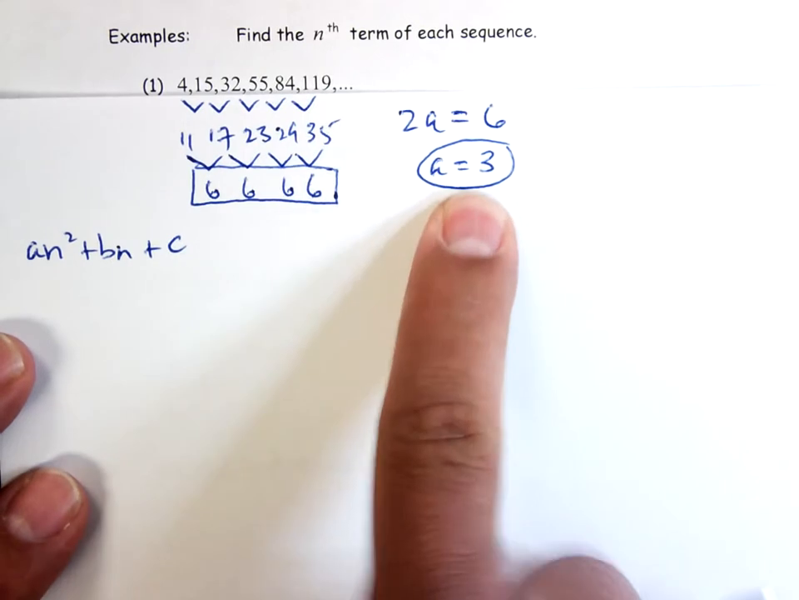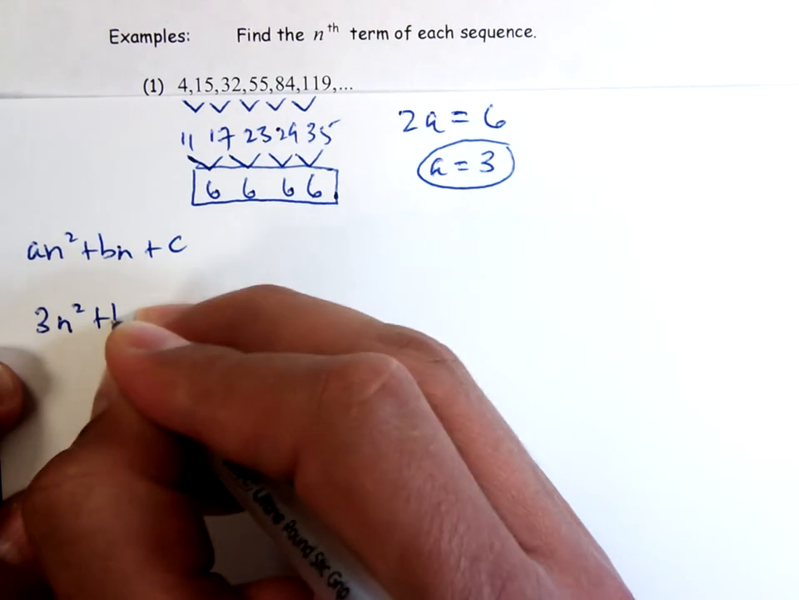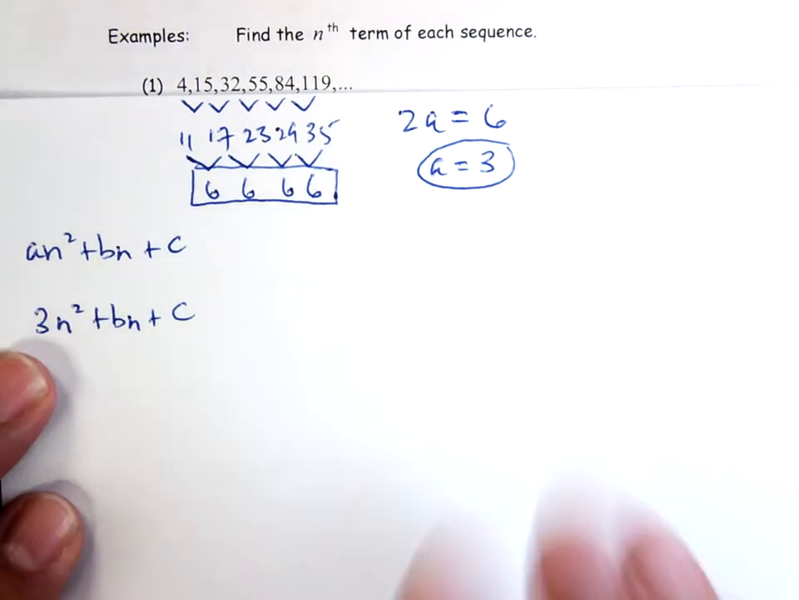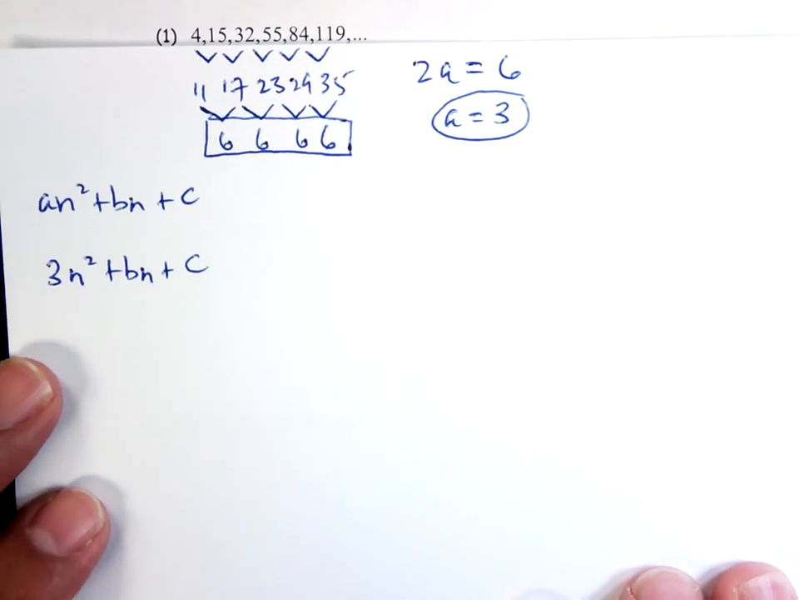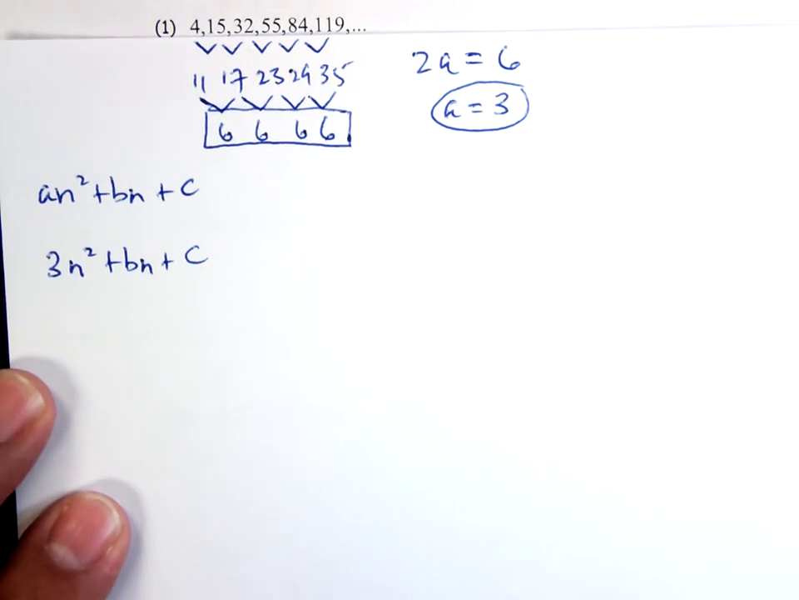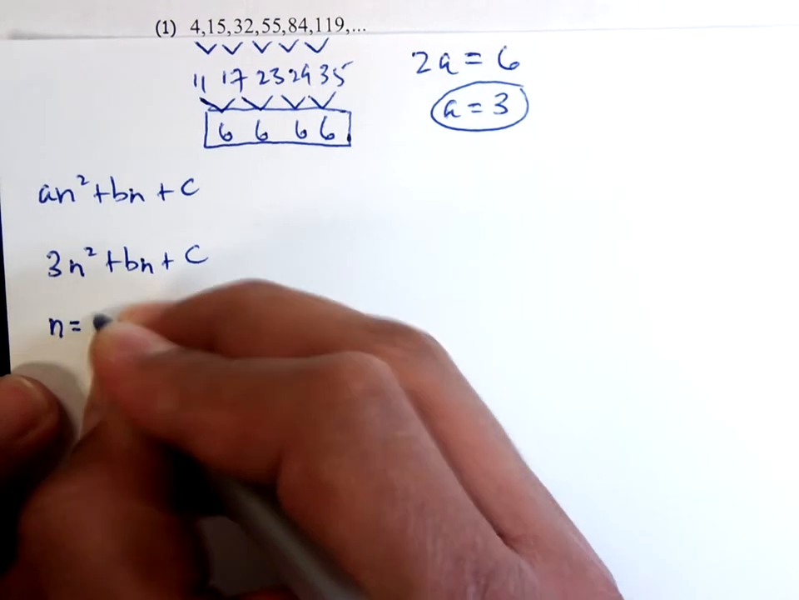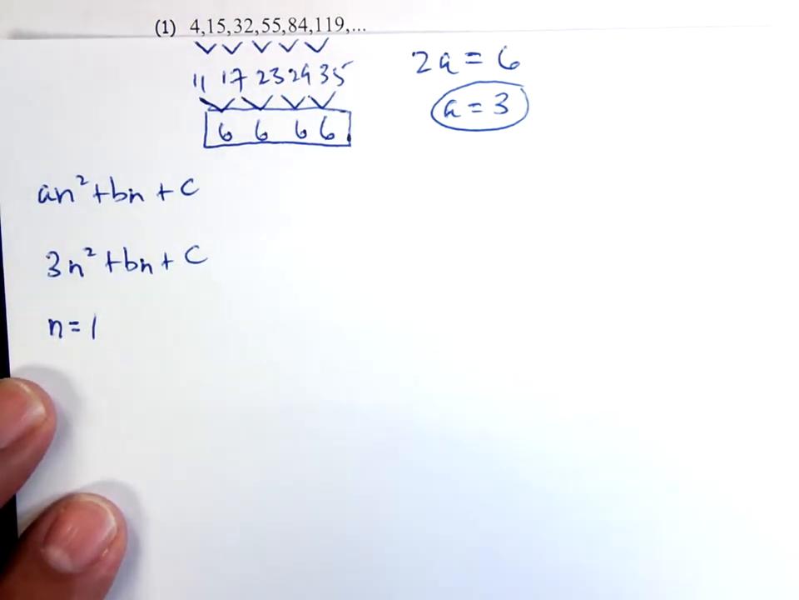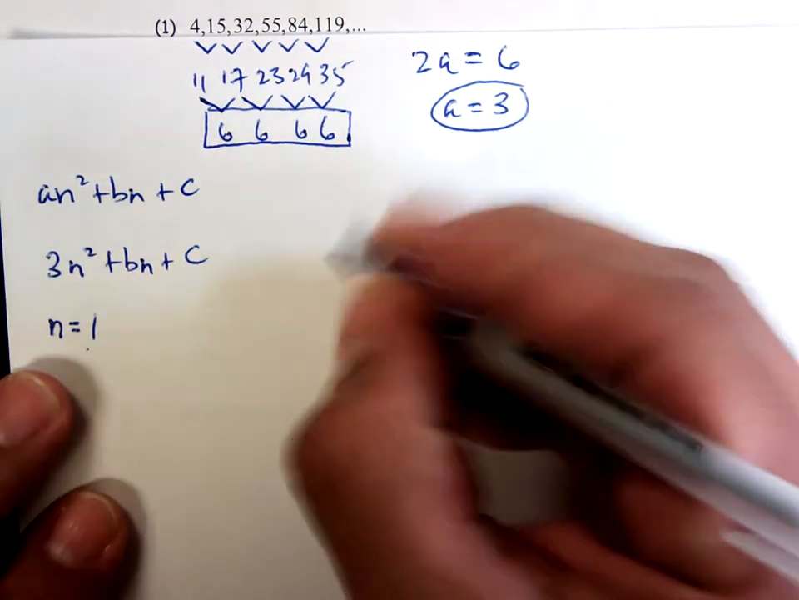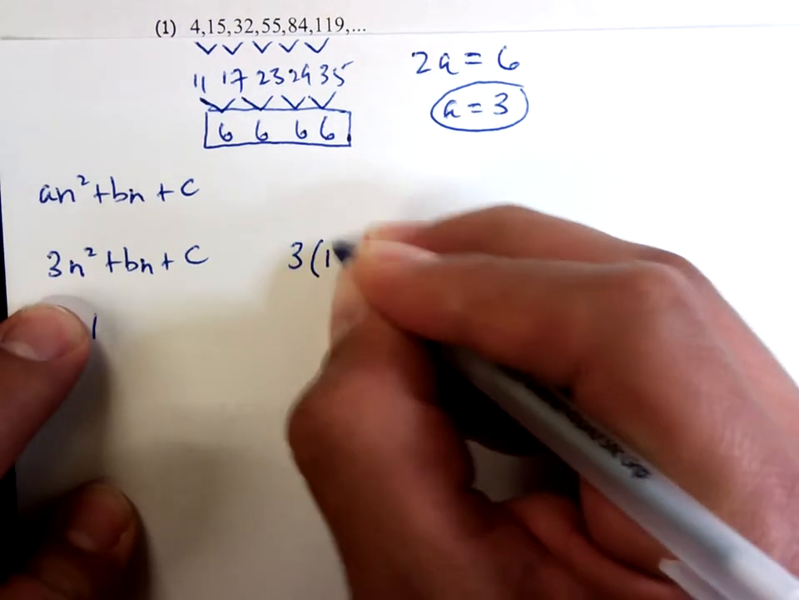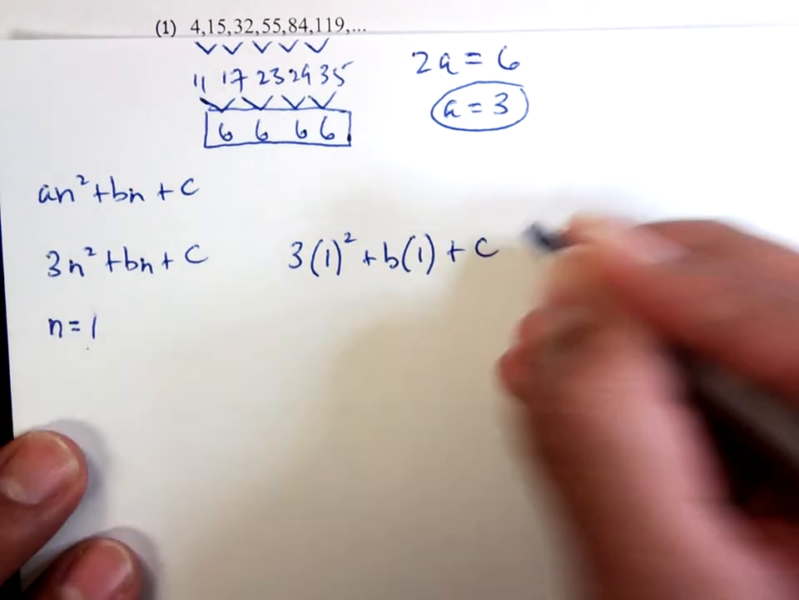So I'm just going to plug that back in to my quadratic. So I'll have 3n squared plus bn plus c. So I got the a. Now I got to figure out the other two. And I'll do it the exact same way that I did it a while ago. So I'm going to let n be equal to 1, and go back into this formula and plug it in. So I have 3 times 1 squared plus b times 1 plus c.